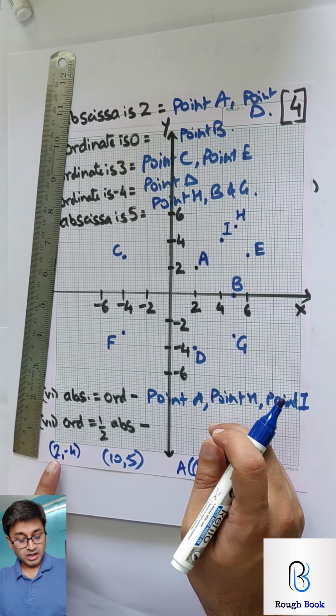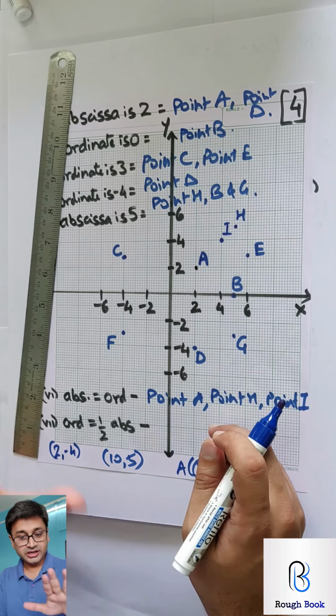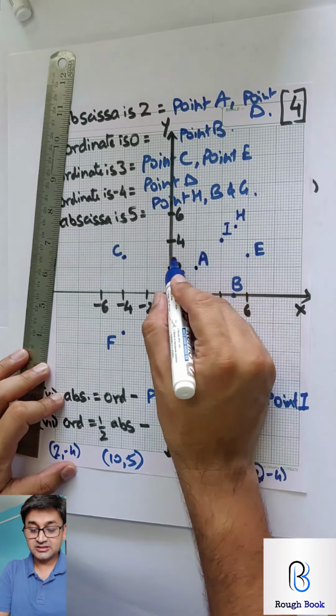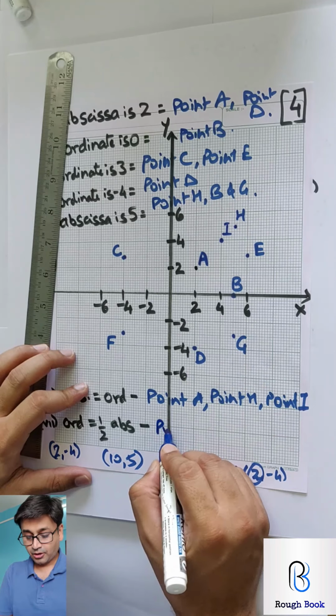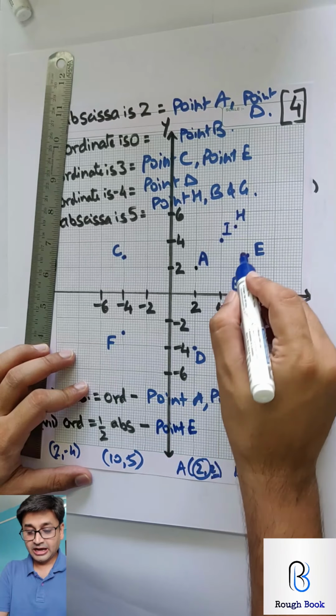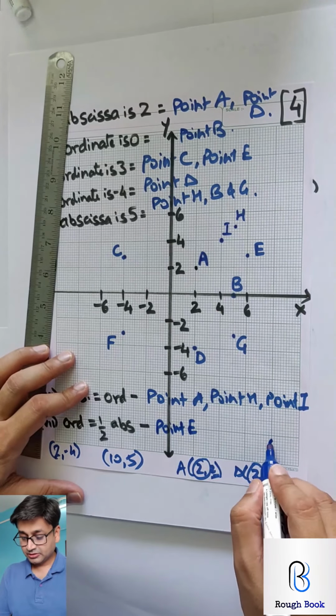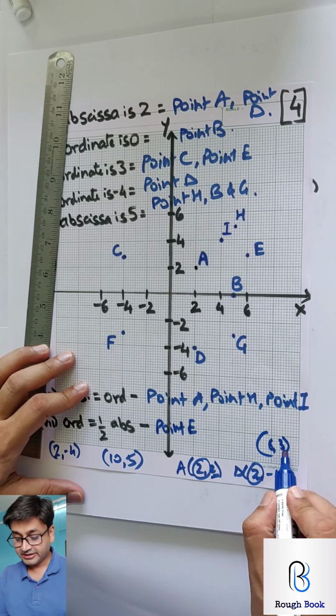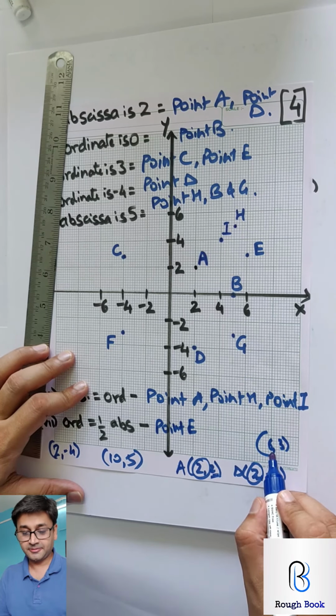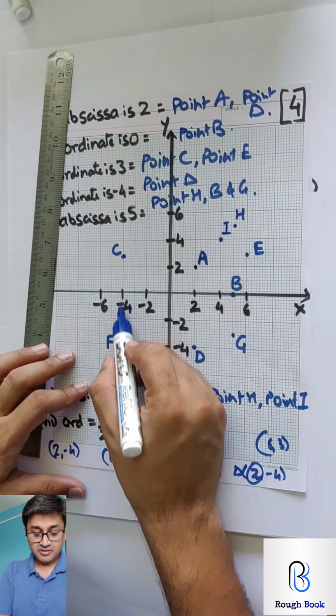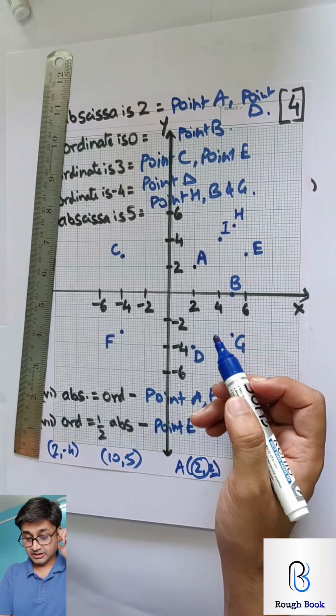But here abscissa is half. So again not possible. E is 6 by 3. Yes. So point E. Why? Because 6 by 3, no? So 6 by 3, that means ordinate is half of abscissa. Getting it? Then after E, F is minus 4 minus 3, not possible.